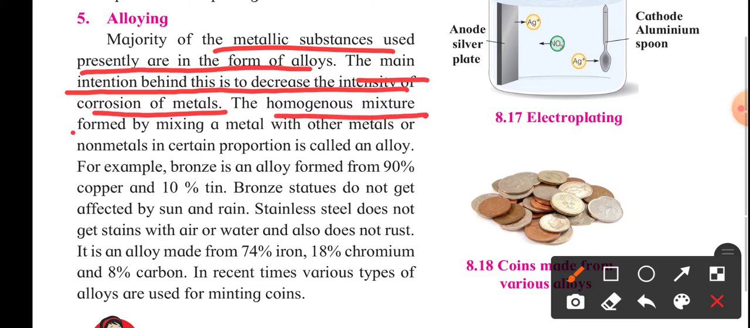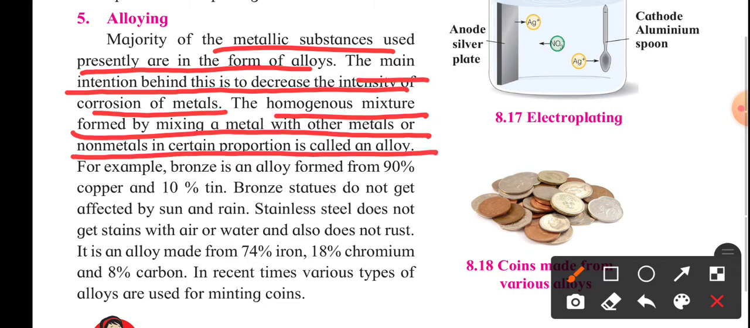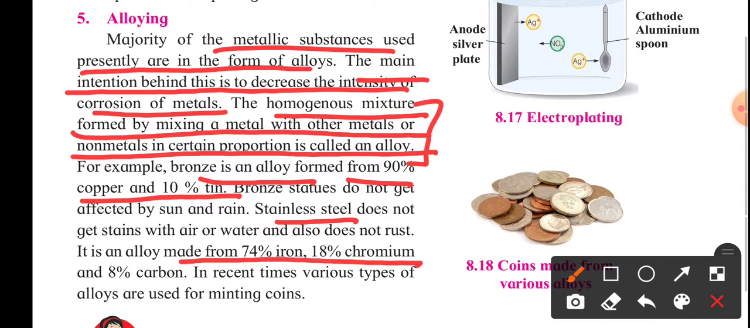The homogeneous mixture formed by mixing a metal with other metals or a non-metal in certain proportion is called an alloy. That is the definition of an alloy. An example is bronze, an alloy formed from 90% copper and 10% tin. The next example given is stainless steel, an alloy made up of 74% iron, 18% chromium, and 8% carbon.